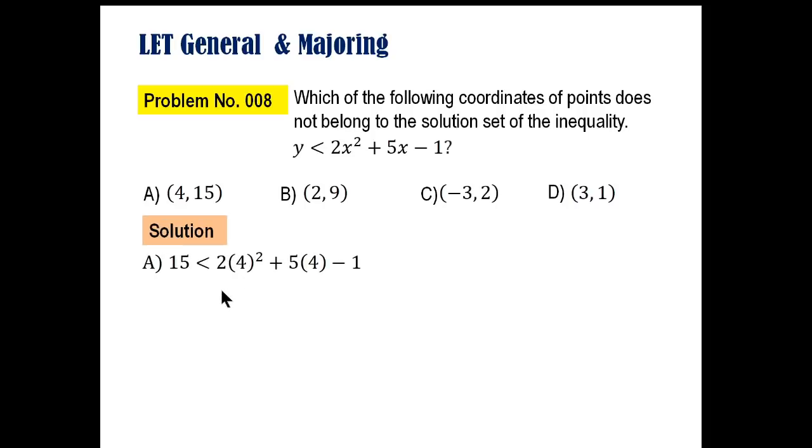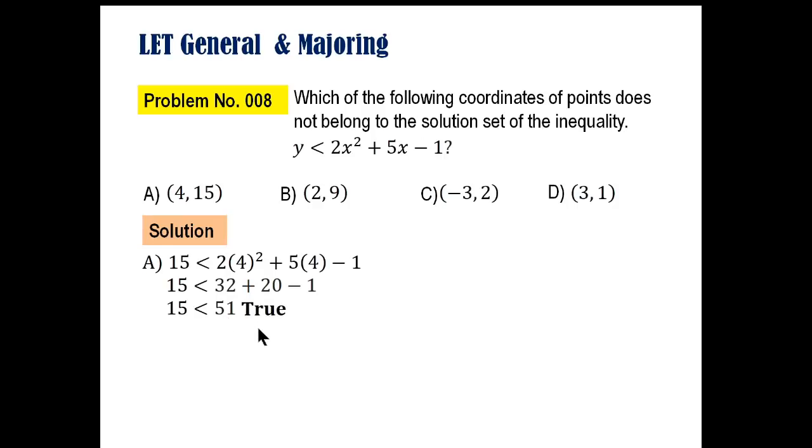Solution. Now, we're going to use the choices to check which of the following points does not belong to the group. For letter A, our y is 15 and our x is 4. Substituting, we have 15 less than 2 times 4 squared plus 5 times 4 minus 1. To simplify, 15 less than 4 squared, that's 16 times 2, that's 32, plus 5 times 4, 20, minus 1. Combine: 32 plus 20 is 52, minus 1, 51. Is 15 less than 51? Yes, that's correct.